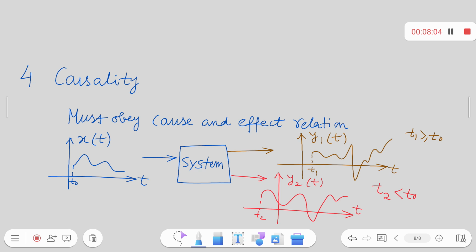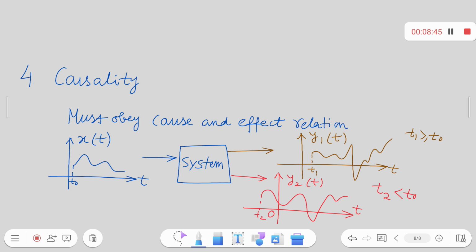It is quite obvious from the diagram itself that t0 is greater than 0 and this is the 0 axis, as you understand. t is equal to 0. And as you can see, the input appears after t equal to 0 and the output appears before t equal to 0. It's quite obvious that t2 is less than t0. So the output being produced by the system y2 of t is not due to the effect of the input on it. Right? So in that case, we call the system a non-causal system.